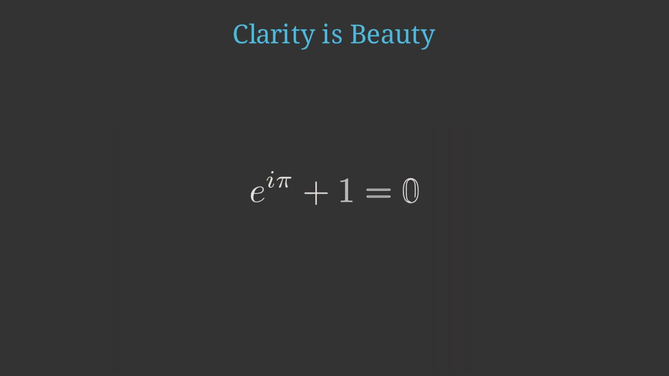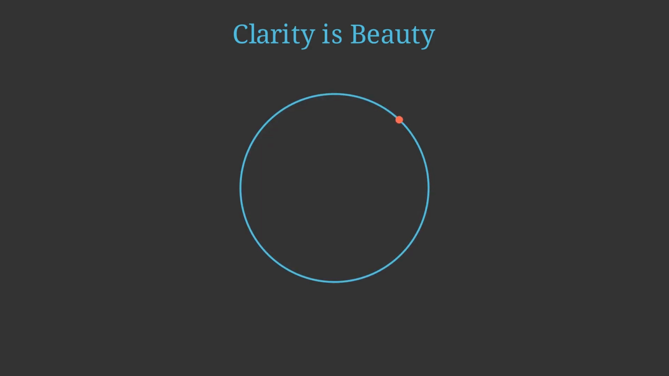This is the Manim style. It's built on the idea that clarity is beauty. By using code, we bridge the gap between abstract equations and visual intuition. It's the language of the universe, rendered in motion.